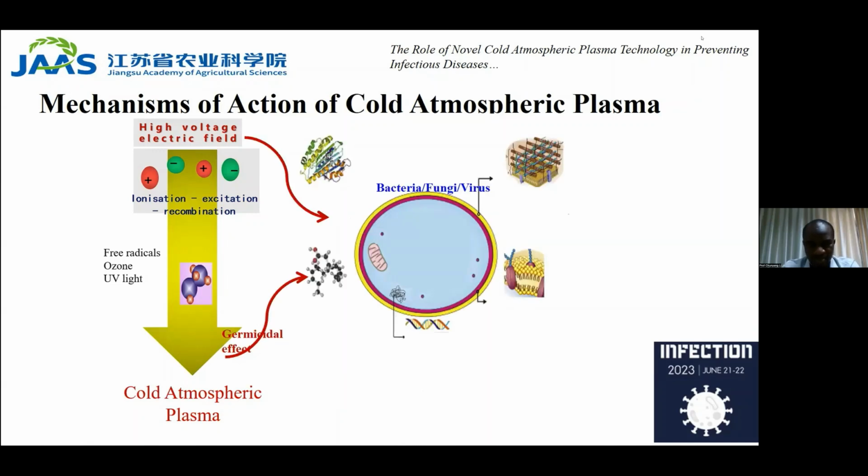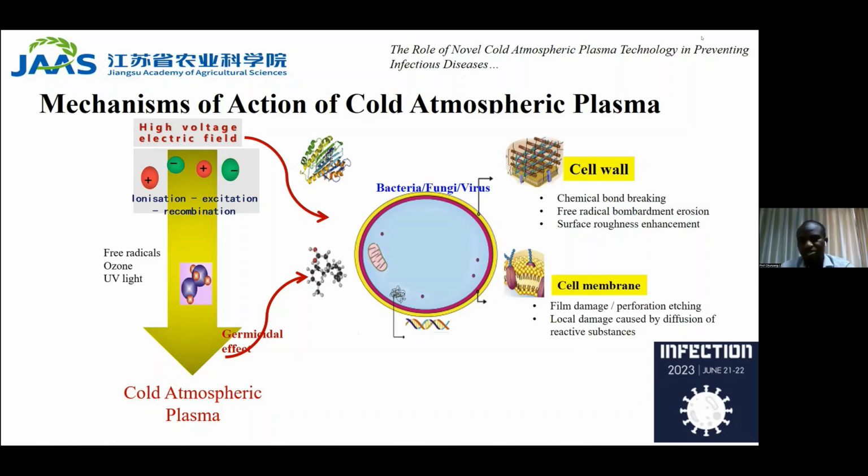When this is applied on, let's say, bacteria, fungi, or virus, it acts on the cell wall by breaking the chemical bonds, bombarding or eroding the cell wall using the free radicals, and enhancing the roughness of the surface. It also acts on the cell membrane by damaging or etching it, and by causing diffusion of the cell membrane. It also acts on the cytoplasm of the cell by deforming it, shrinking it, and leaking its content.